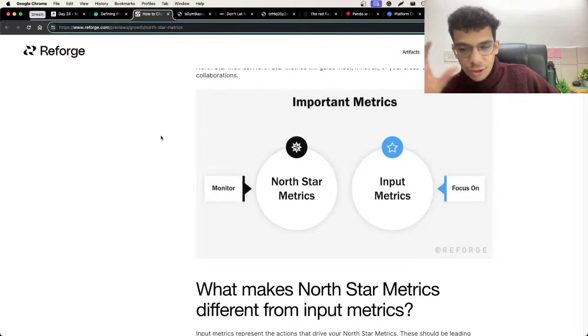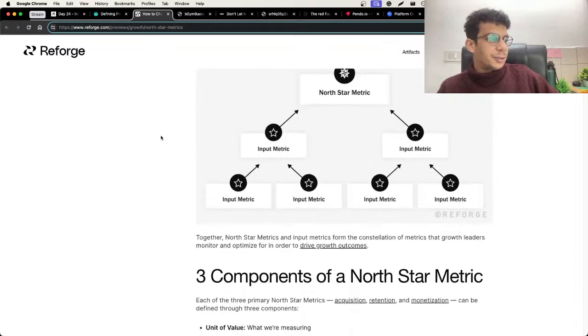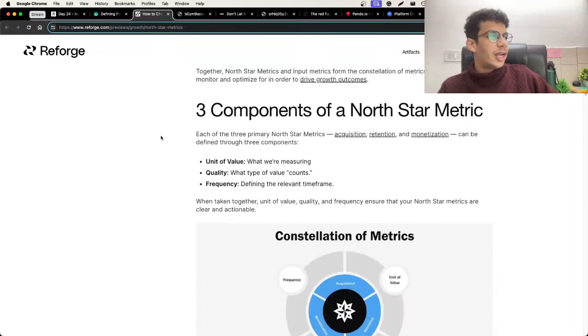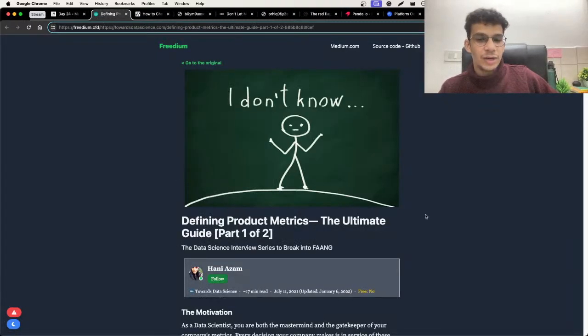The North Star metric is your top metric to look at, whereas the North Star metric is influenced by multiple input metrics that a PM actually focuses on. Improving any of these input metrics will also eventually grow your North Star metric. But this is how the structure looks when you visualize it, and the components are the unit of value, the quality of the metric, and also the frequency of, for example, a particular action, right? So this is about product metrics and how you can define them.